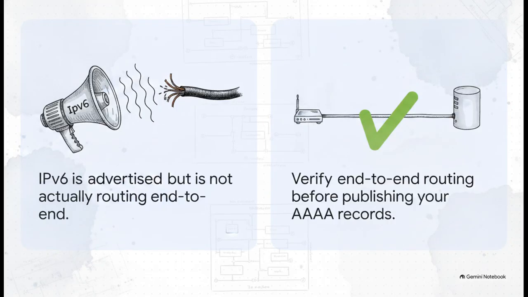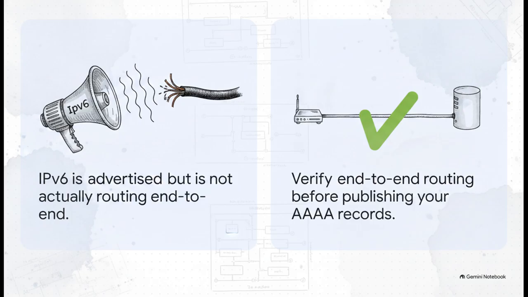The core cause here is that IPv6 is being advertised locally, but it just isn't routing all the way to the destination. Fixing this requires some precision. First, you need to check your RFC 6724 policy table to understand exactly how the host prioritizes addresses. But more importantly, you have to verify that your end-to-end IPv6 routing is rock solid before you go publishing your DNS AAAA records.